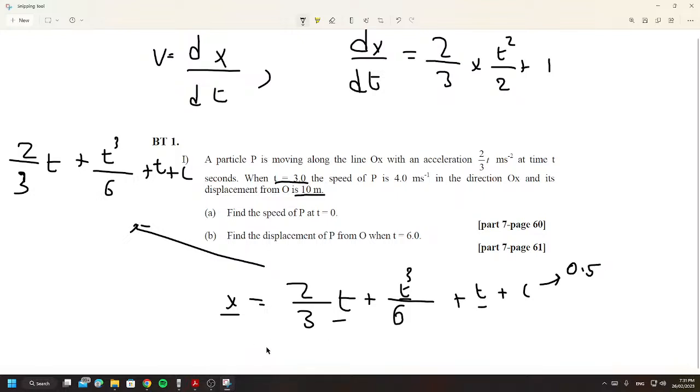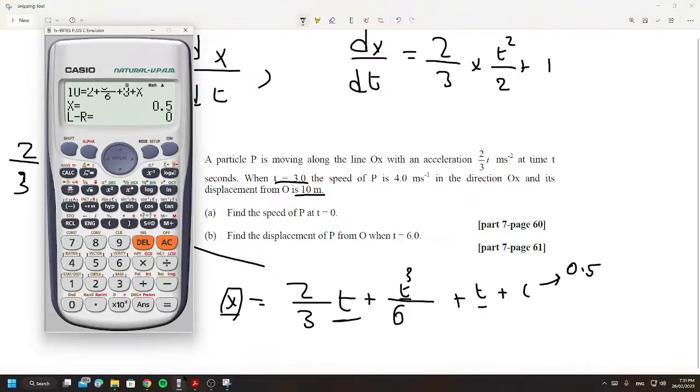And now we can substitute when t is equal to 6, and we're going to get a value for the displacement. I think this is correct. If not, then I did something wrong with the integration, but the idea is correct. So when t is 6, 2 over 3 times 6, plus 6 cubed over 6, plus 6 plus 0.5, to give us, yeah, okay, I integrated wrong.